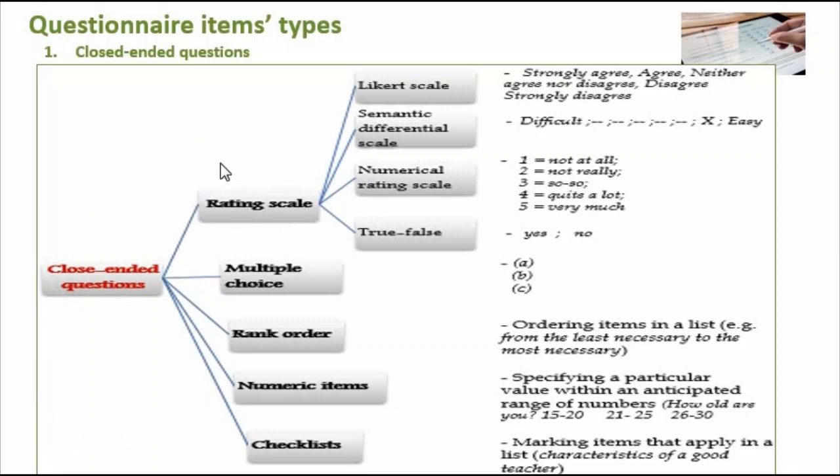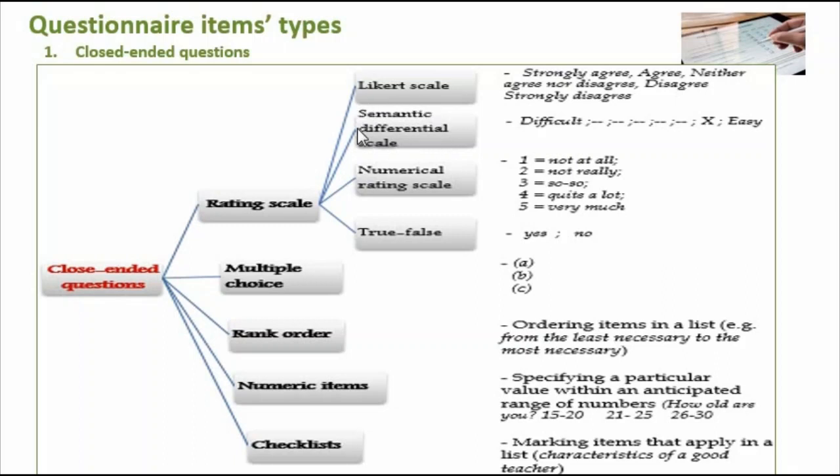Here, the first type of closed-ended questions, so they are called closed-ended questions or sometimes close-ended questions. The first type I said is the rating scale type. These questions have a scale. It means some points which are ordered. The first category of rating scales is the Likert scale. The Likert scale contains degrees. For example, strongly agree, neither agree nor disagree, and strongly disagree. These are the points of the scale, and they are ordered from the lowest to the highest.